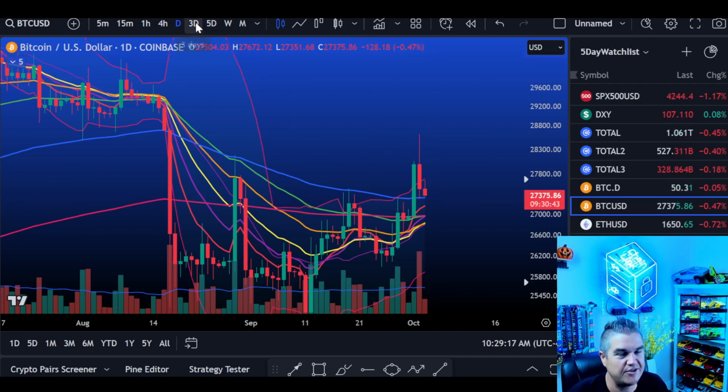You don't got to make this whole thing too complex, right? Just 27.3. If it closes above that, you're great. Probably going to move up higher. If it closes below that, not so great.